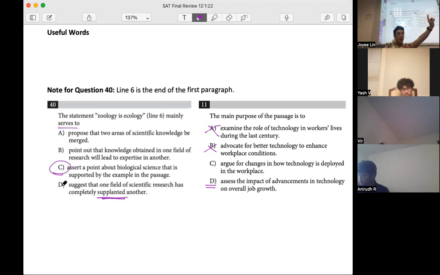Thesis statements do not propose that you merge things, especially two areas of scientific knowledge. That would be like saying, okay, we should combine zoology and ecology. So A would be an answer that is too literal, right? Zoology is ecology.